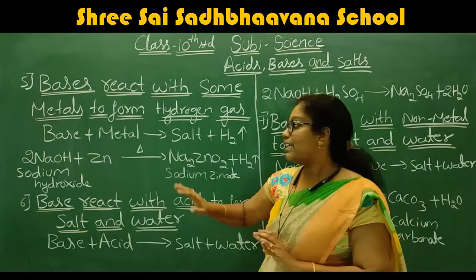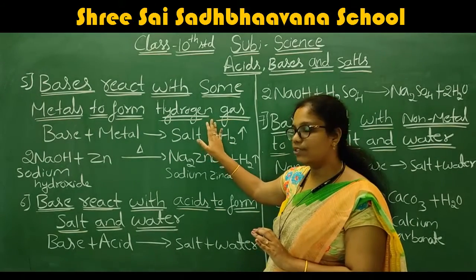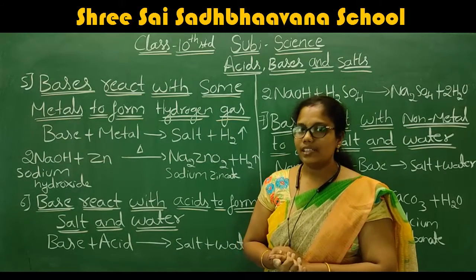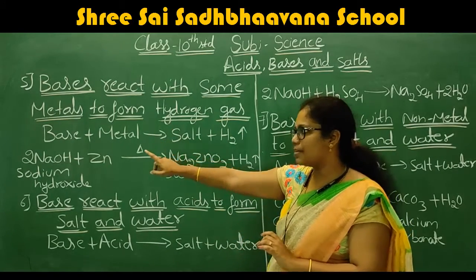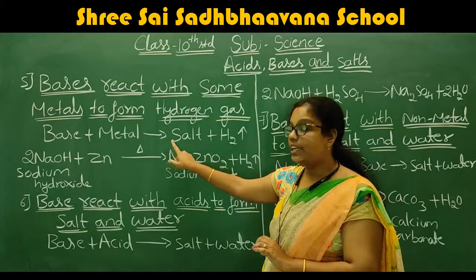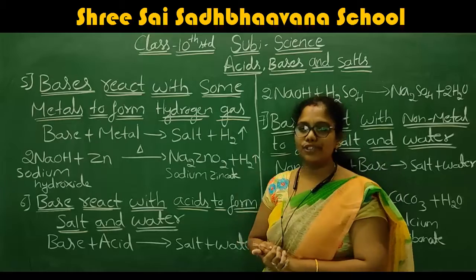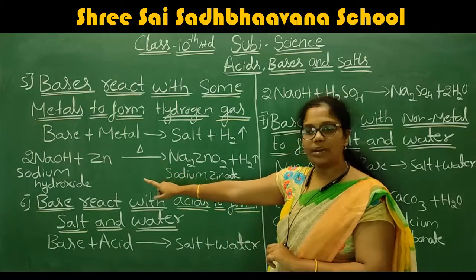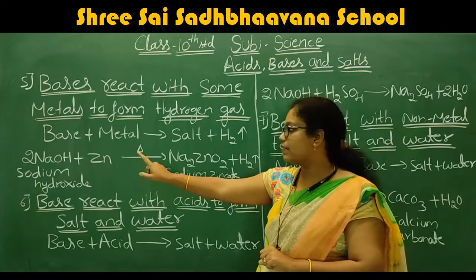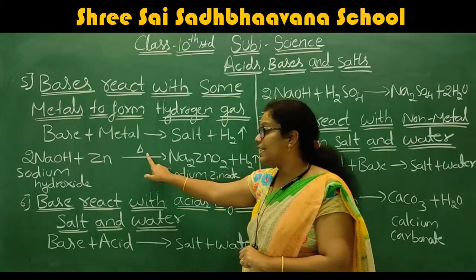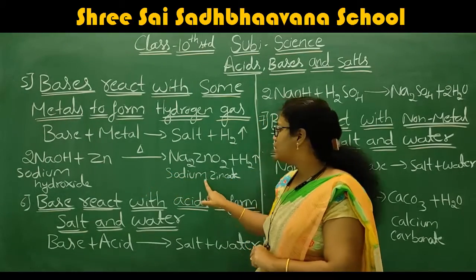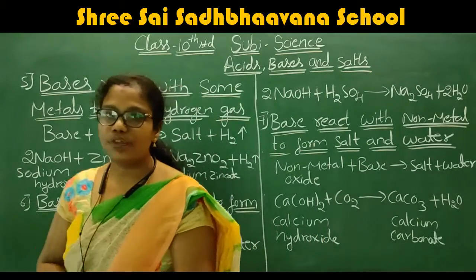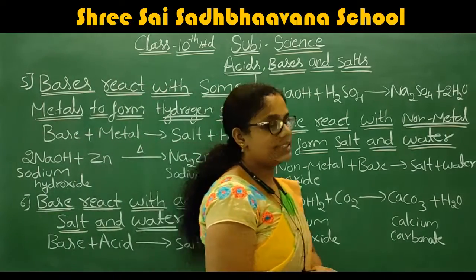This is the fifth property of bases, but the first chemical property. What is that chemical property? When any base reacts with a metal, it forms salt and hydrogen gas is liberated. Example: I am taking sodium hydroxide. If that sodium hydroxide is reacted with zinc, or heated with zinc, it forms sodium zincate plus hydrogen gas is evolved. This is one of the important properties of the bases.